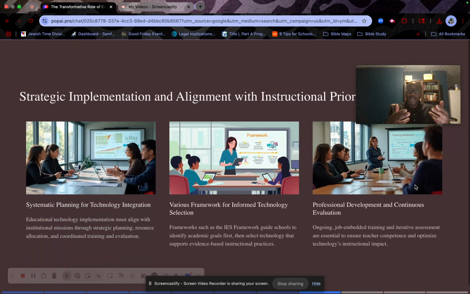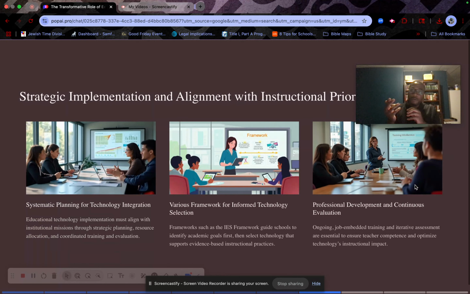But you also have to provide the feedback, or that feedback is provided, through various frameworks for informed technology selection. So, for example, the Institute of Education Sciences has a framework that districts can work through to collect that feedback, to see if these platforms really work, and to help guide schools in the adoption of those resources.